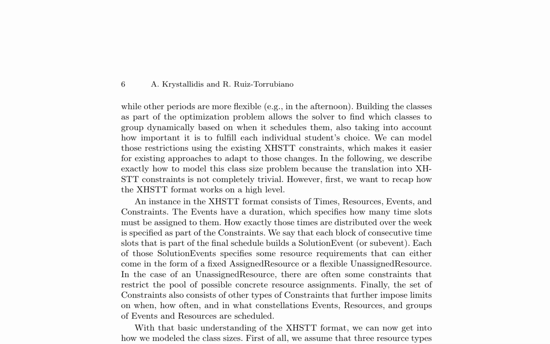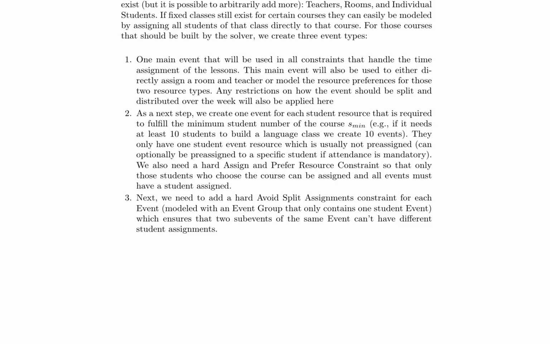To model class sizes, 3 resource types are assumed: teachers, rooms, and individual students. For courses with fixed classes, students can be directly assigned. For courses built by the solver, 3 event types are created: a main event for time assignment and resource preferences, events for each student resource required to fulfill the minimum student number, and hard constraints to ensure only chosen students are assigned and all events have a student assigned. Additionally, a hard avoid split assignments constraint is added to prevent different student assignments for sub-events of the same event. This approach allows the solver to dynamically group classes based on student choices and schedule constraints.